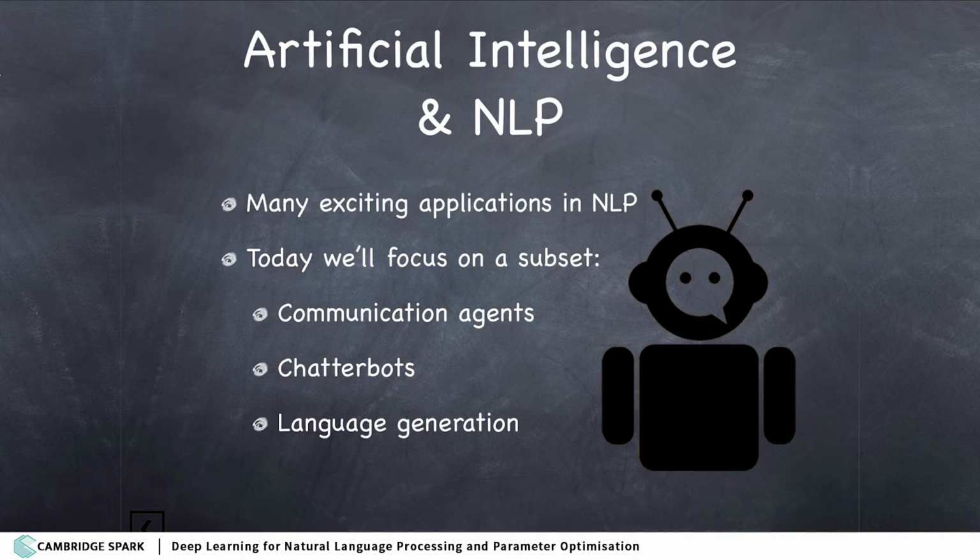Now going back to this question of artificial intelligence and how it is related to NLP, today we are going to focus on some of the applications that I find the most exciting. They are related to communication agents, chatterbots, and language generation. These are all applications that were driven quite a lot over the past years by these new technologies. And this makes the state of the art in artificial intelligence quite close to how humans reason about the world and how humans express themselves.